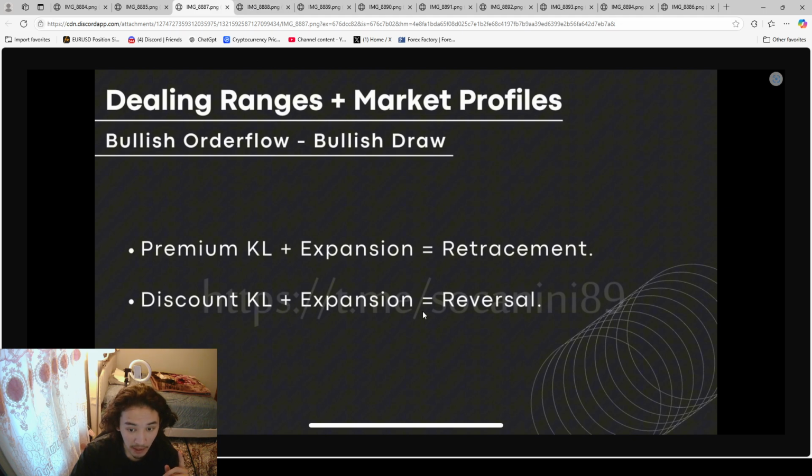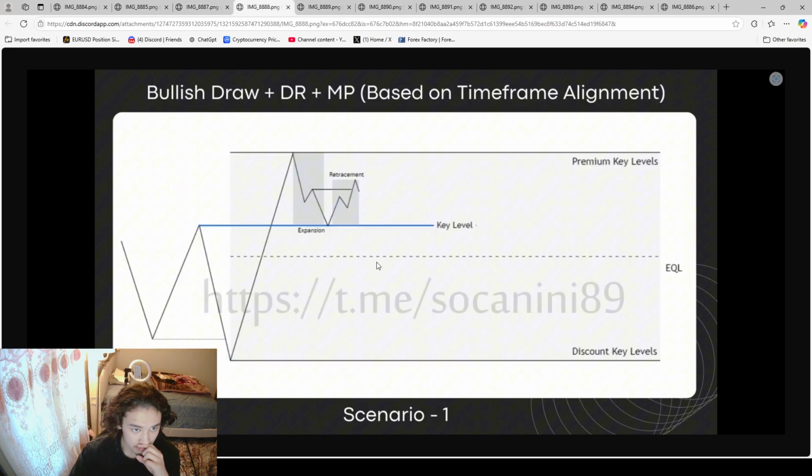Discount key level plus expansion equals reversal. This is the one you want to be trading. If you can't trade it, you can trade it, but don't expect a big move to happen. Expect a quick in and quick out, right? Now let's get to the market and get to another chart.